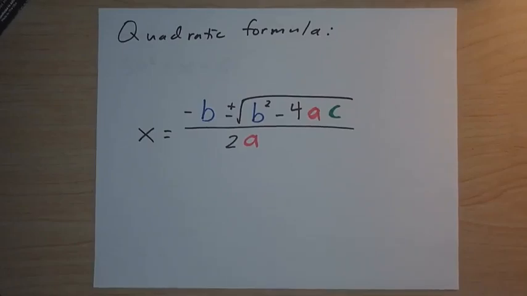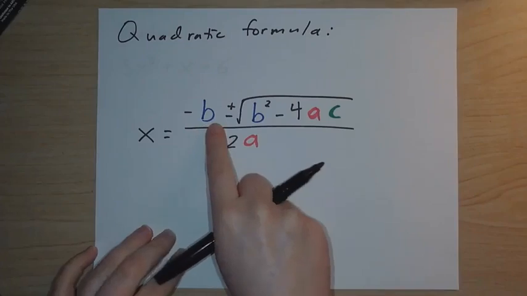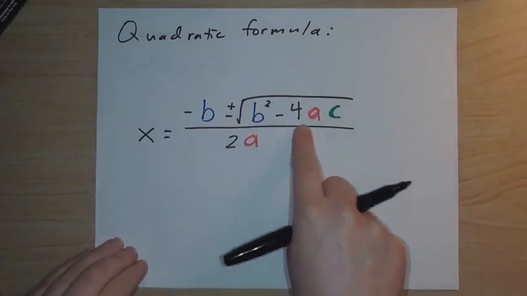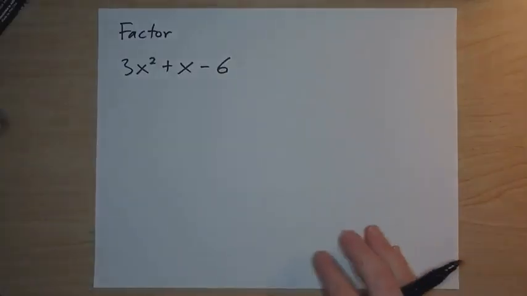So this is Factoring Review Part 3. We're going to review the quadratic formula and how to use it. So if you forgot, the quadratic formula is x is equal to negative b plus minus the square root of b squared minus 4ac divided by 2a. Hopefully that's familiar to you.